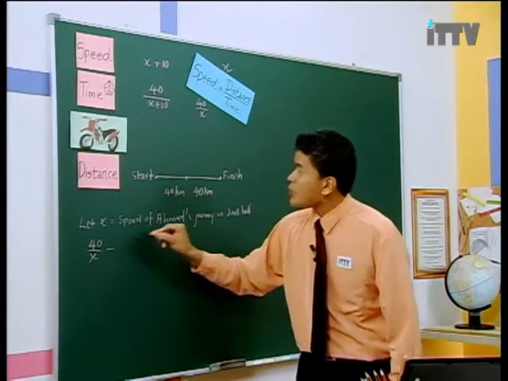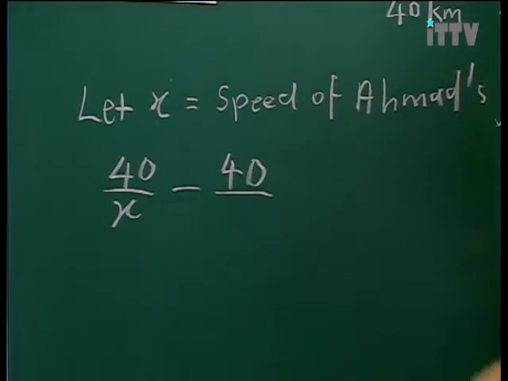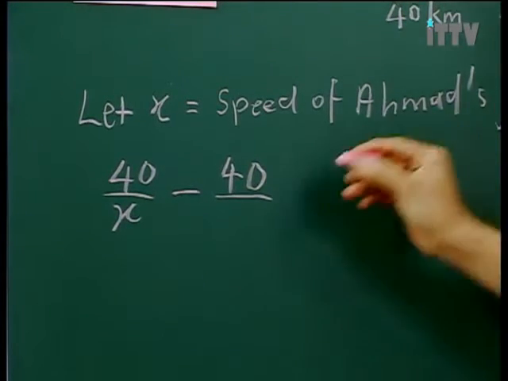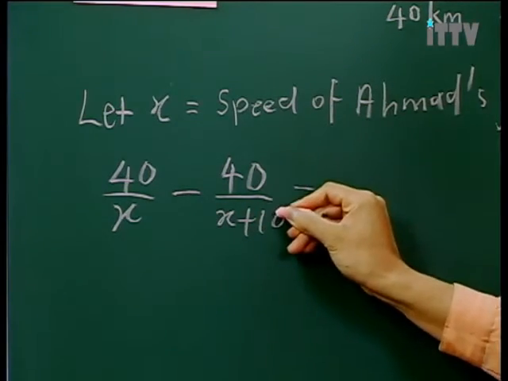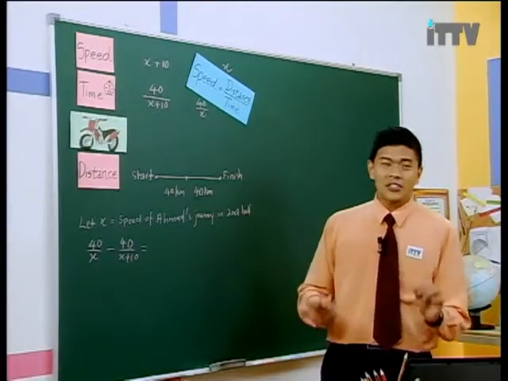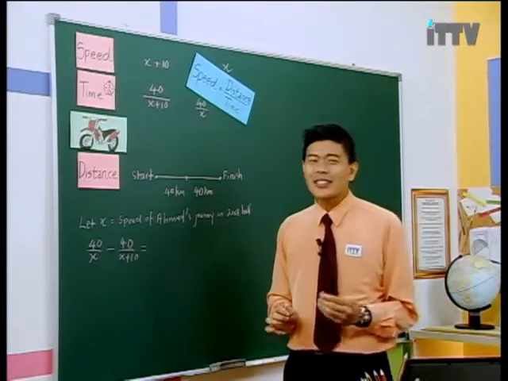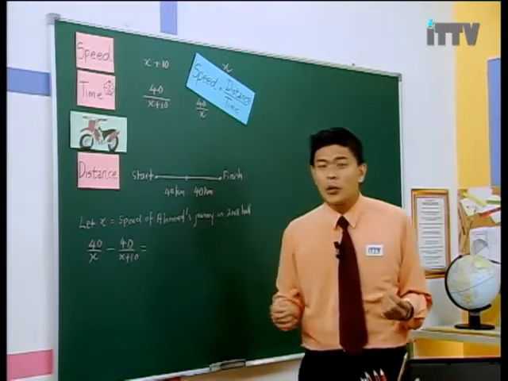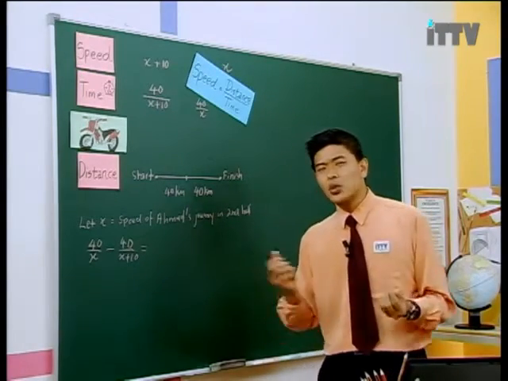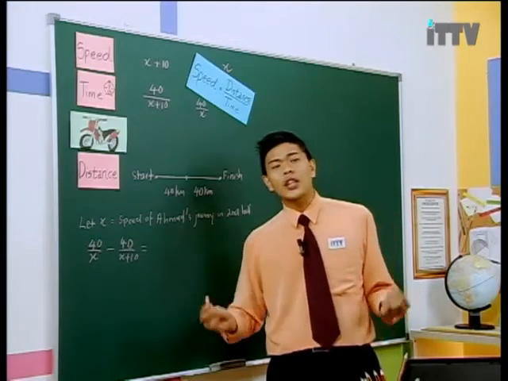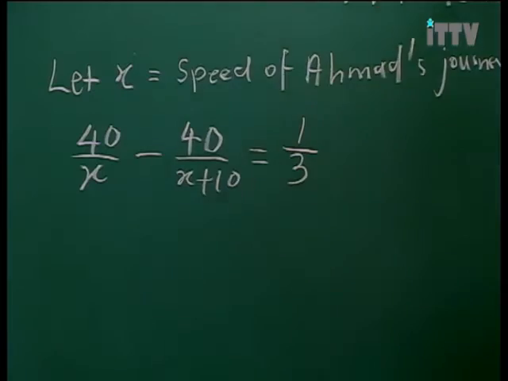And the difference between the time taken in the first half will be 40 over x plus 10. And what is the difference? 20 minutes. But guys, remember, do not put 20 minutes here. Why? Because since the speed given is in kilometers per hour, you have to convert minutes to hours. So to change 20 minutes to hours, take 20 divided by 60, which is 1/3.